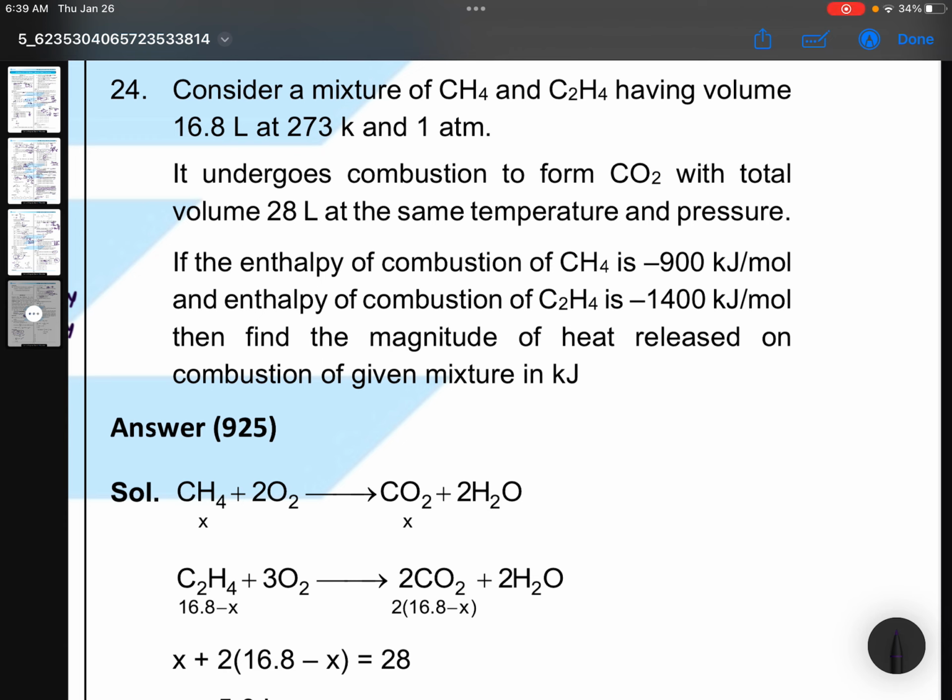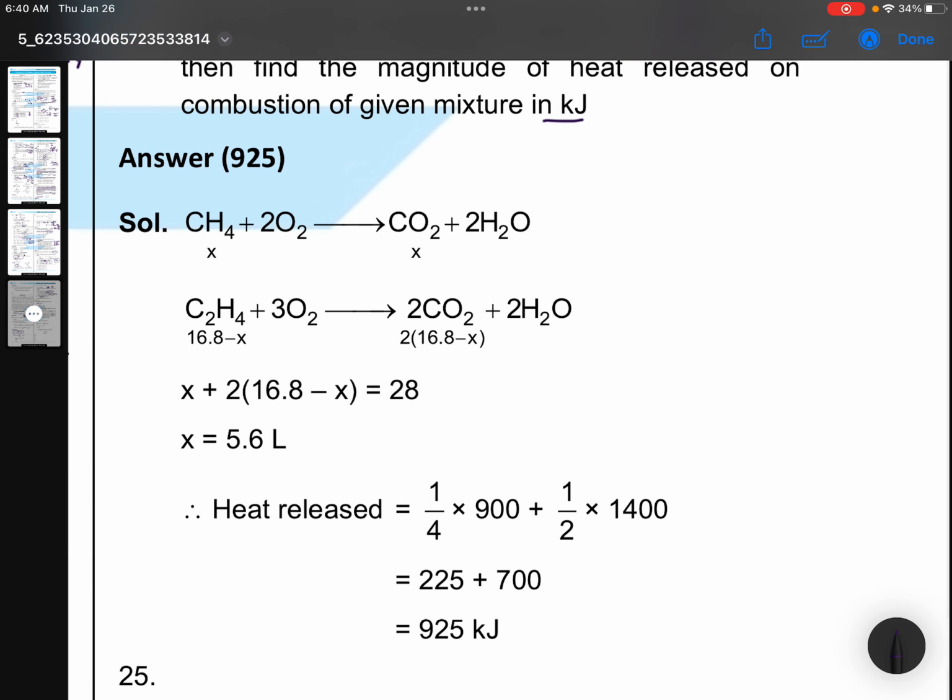Consider a mixture of methane and ethane having a volume of 16.8 liters at 273 Kelvin and 1 atm. It undergoes combustion to form CO2 with a total volume of 28 liters at the same temperature and pressure. If the enthalpy of combustion of methane is 900 and of ethane is 1400, then find the magnitude of heat released on combustion of the given mixture in kilojoules. So what is it asking? CH4 plus 2O2 gives rise to CO2.